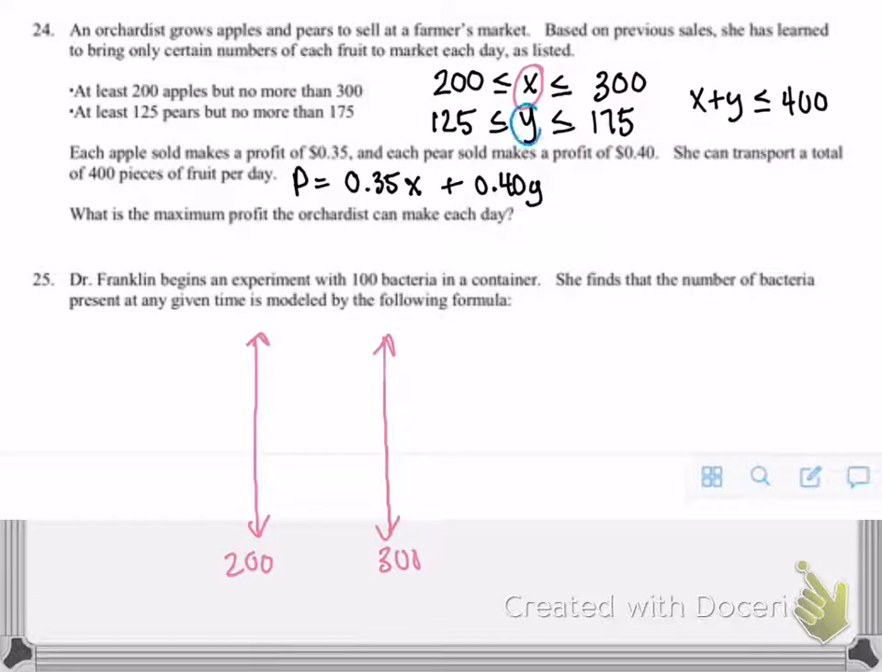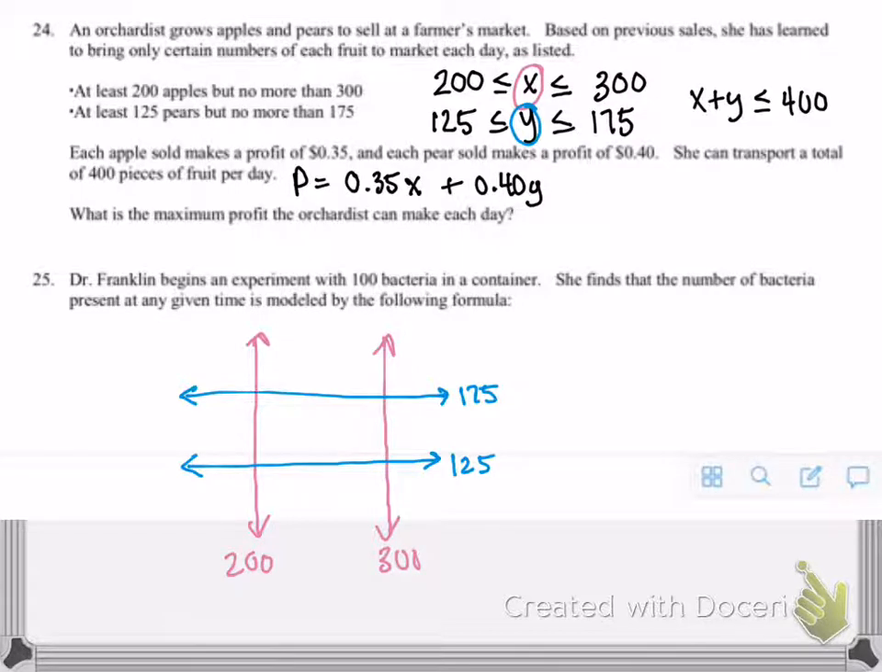Then for the y's, y lines are horizontal. So I have y equals 125 for the pears, and the highest we can go is 175. The final equation we have is x plus y is less than or equal to 400. If I want to graph this one, it's not going to be horizontal or vertical. It's going to be diagonal because it has an x and a y in it.